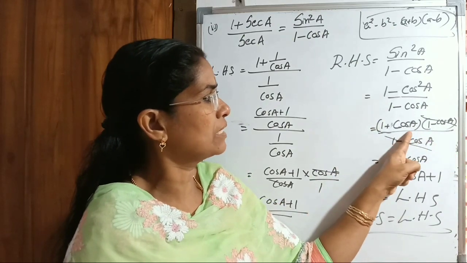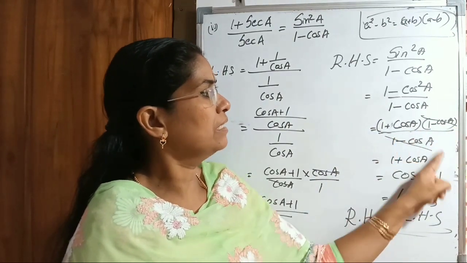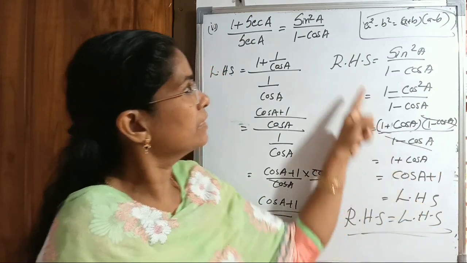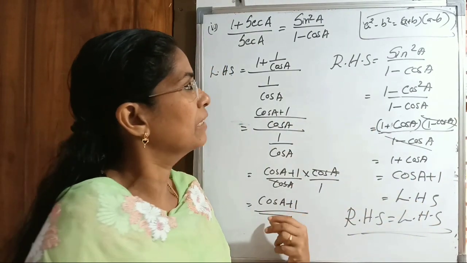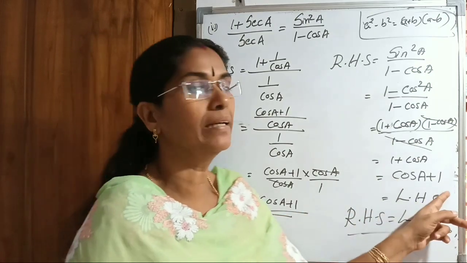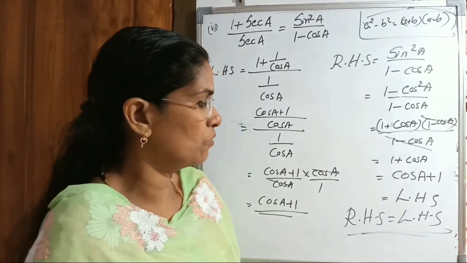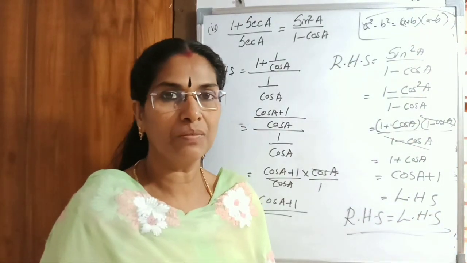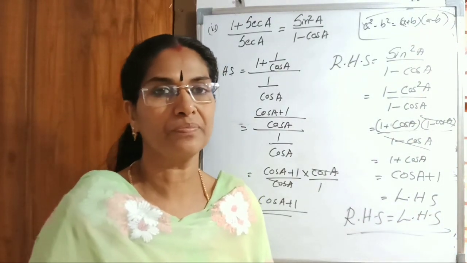That is 1 plus cos A into 1 minus cos A. This we will cancel. We will get 1 plus cos A. That is, we are reversing the order because our LHS is cos A plus 1, so we are writing it also as cos A plus 1. That is our LHS. So RHS equal to LHS. Clear this one? It is a very simple question.